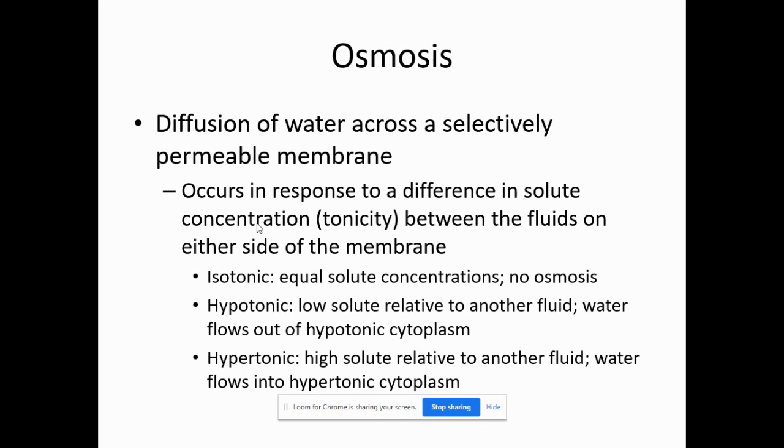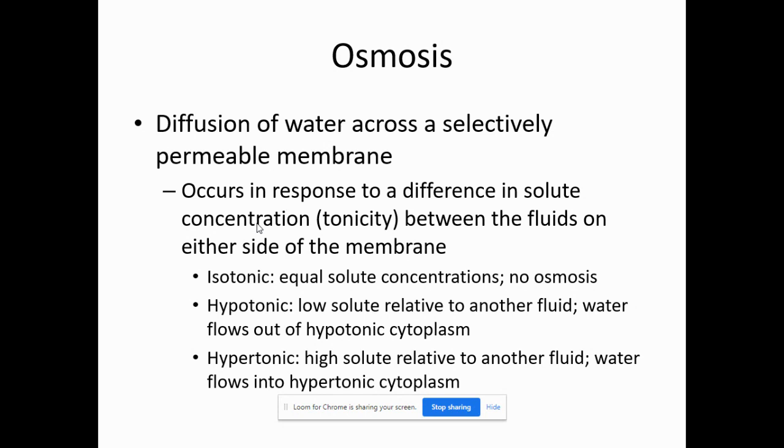In a hypotonic situation, let's say you have a cell that's placed in a hypotonic environment, then the environment has a low solute concentration relative to another fluid. If it has a low solute concentration, it means it has more water. And so in that case, the water is going to go from the environment into the cell.